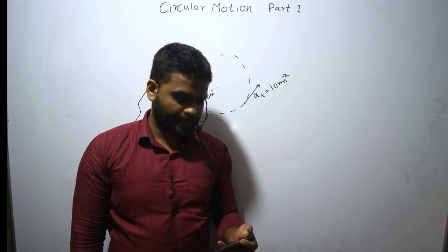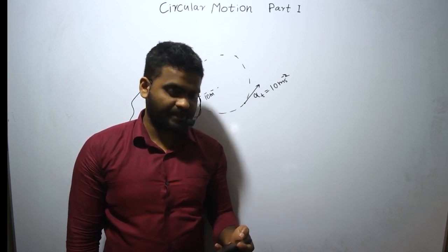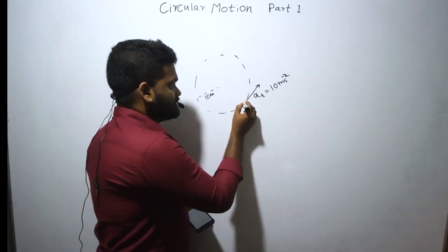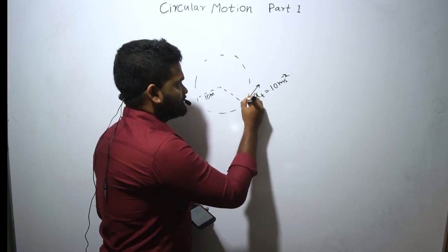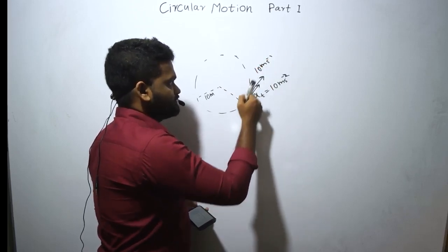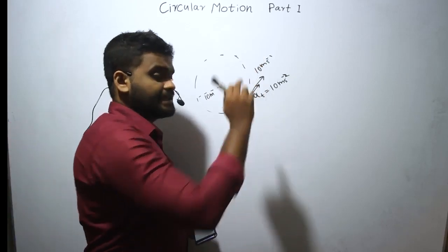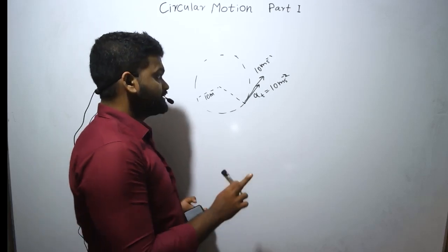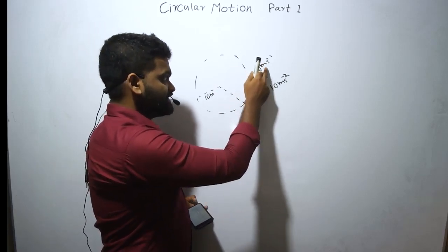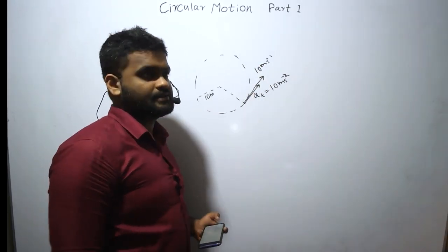What they ask is the angle between tangential velocity and resultant acceleration when the velocity of the particle is 10 meters per second. They say at this moment it has a velocity that also is 10 meters per second. You can see that this velocity is tangential velocity, right? That is 10 meters per second. So what they ask is the angle between tangential velocity and resultant acceleration. So what is this resultant acceleration?